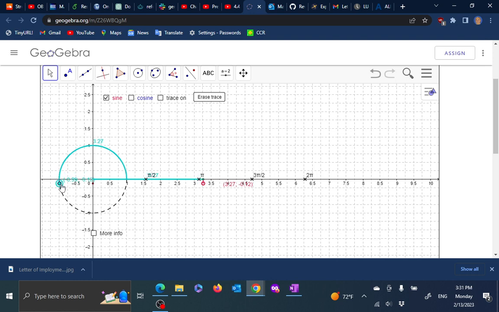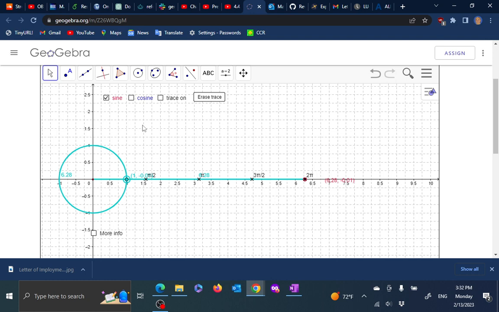If I continue, you see that the teal color is increasing. By the time I come here, it's 3 pi over 2, and my sine is minus 1. I continue going. I am now at 2 pi. At 2 pi, my sine becomes 0.